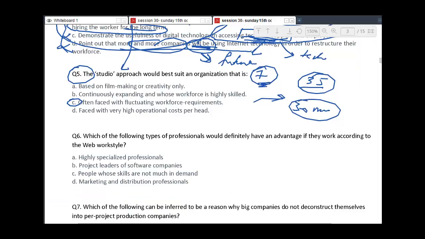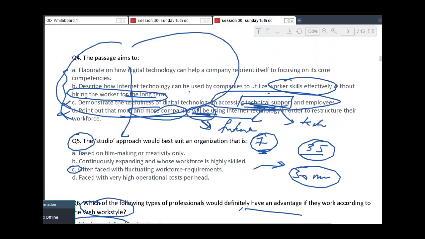Look at this. Which of the following types of professionals would definitely have an advantage if they work according to web style? Highly specialized people. It could be anyone. It could be from a software company. It could be not much demand. So C goes out. You have to be highly specialized. And where is the answer given? The answer is given in the paragraph.